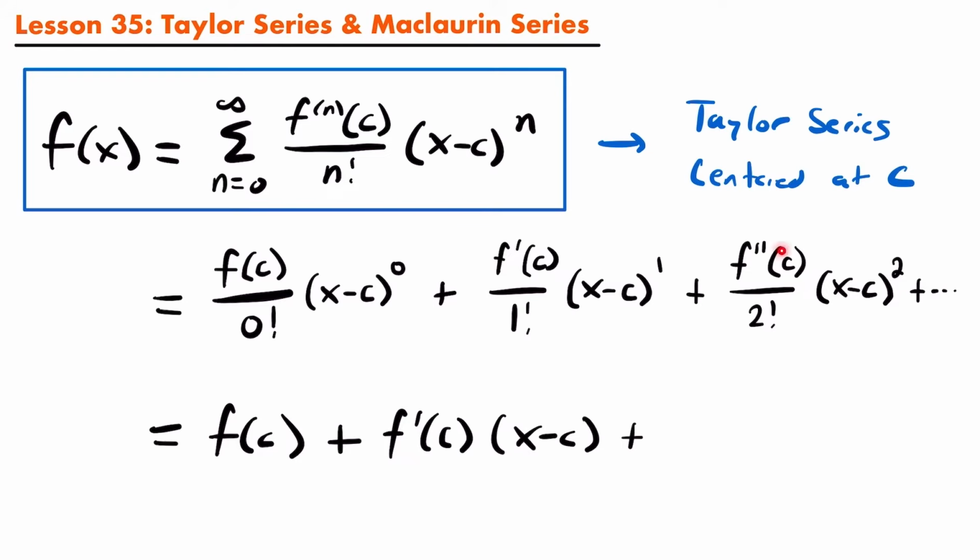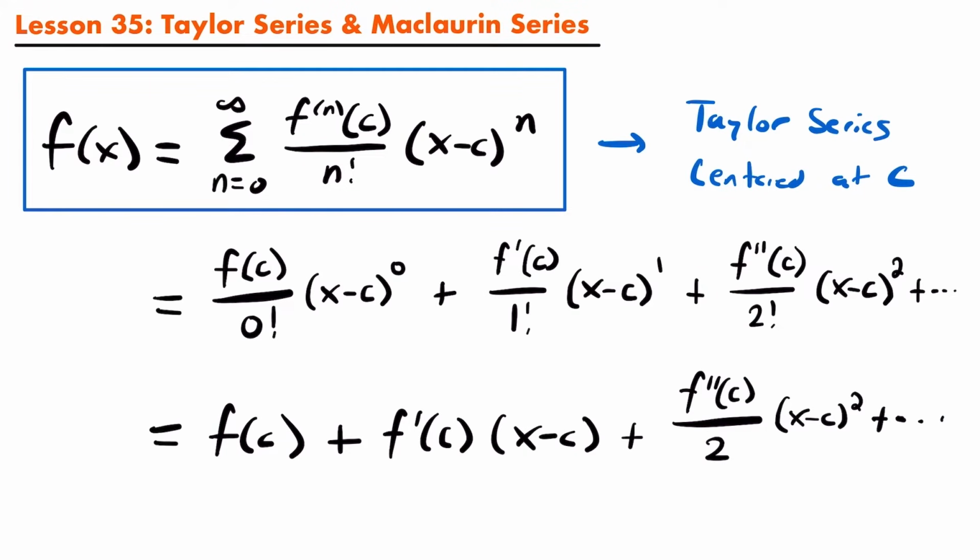and then we'll add that to f double prime of c divided by 2 factorial, which is just 2, because 2 factorial is 2 times 1, which is 2, and so we have the second derivative of c divided by 2 times x minus c squared, and so on. Okay, so those are what the first couple terms of the Taylor series centered at c would look like. And so now you have officially been introduced to the Taylor series.